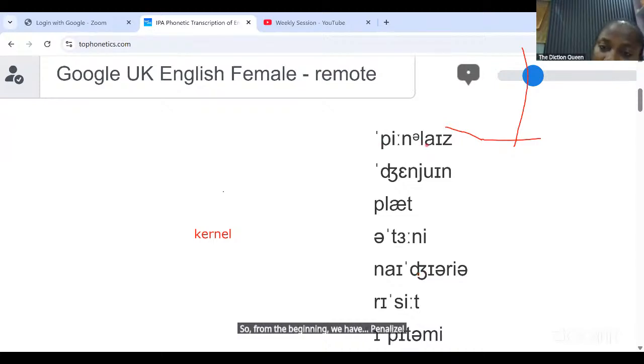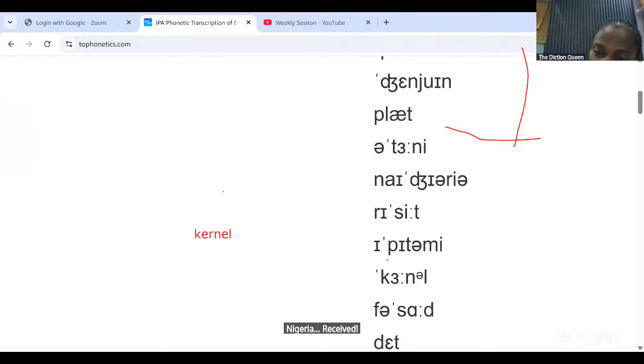So from the beginning we have penalize, genuine, plot, attorney, Nigeria, receipt, epitome, kernel, facade. Epitome, do not say epitome, say epitome. Colonel, do not say colonel. Facade, don't say facade. Epitome.